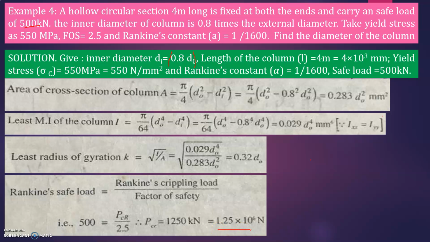After this, what do you have to calculate? You have to calculate the diameters, both external diameter as well as internal diameter. How can you calculate? We have the equivalent length of the column, LE. Here both the ends are fixed, so LE is equal to L divided by 2. What is L? L is equal to 4000, divided by 2, is equal to 2000 mm. Now use the formula, Rankine's load PCR is equal to sigma C into A divided by 1 plus alpha into, wherever capital L is there, just change it to LE divided by K, whole square.